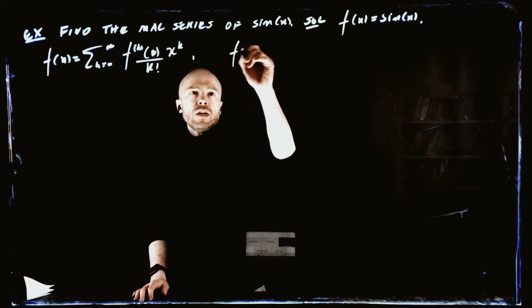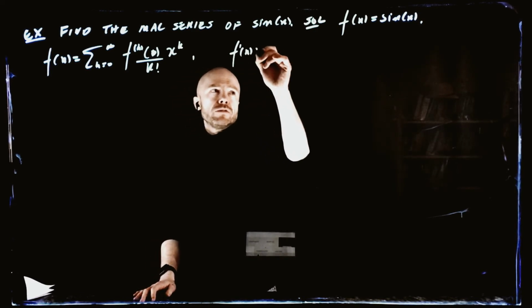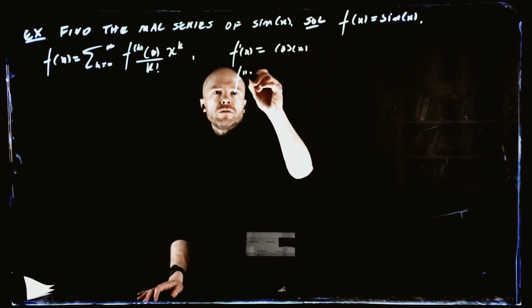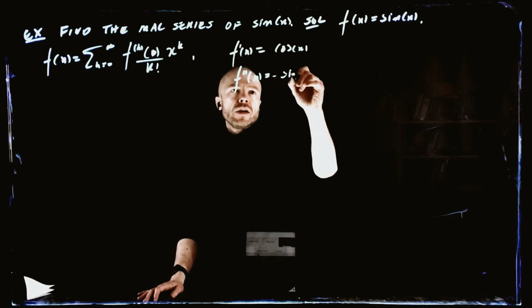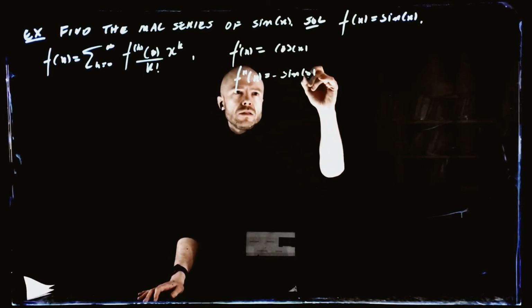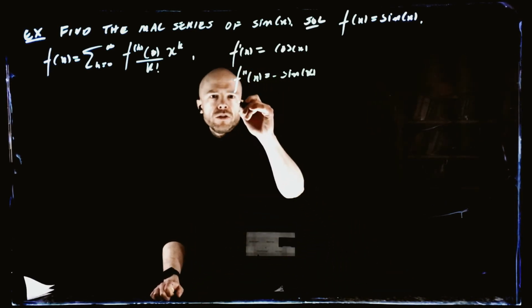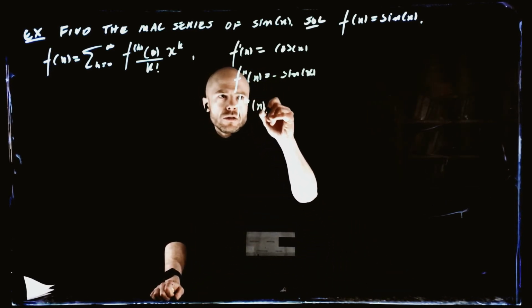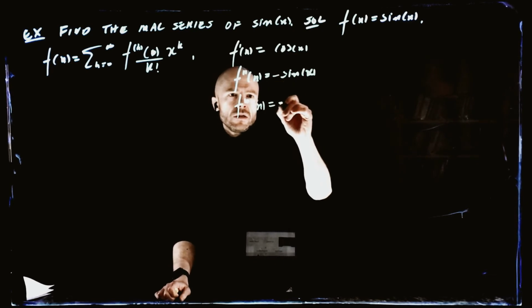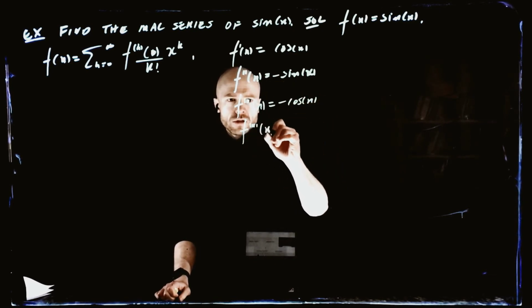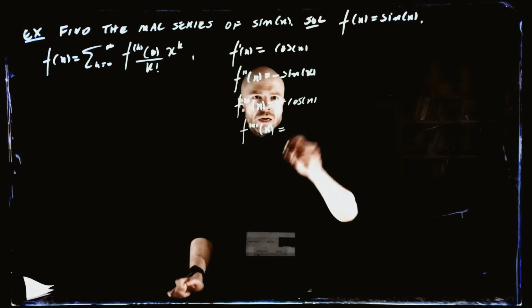So f of x, let's take the first derivative, it is going to be cosine of x, right? Let's take the second derivative, it is minus sine of x. Let's take the third derivative, it is minus cosine of x. And let's take the fourth derivative. It is now sine of x again.